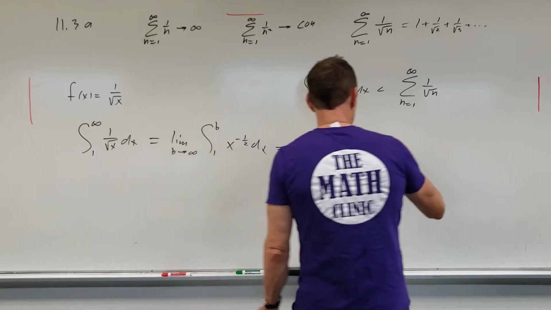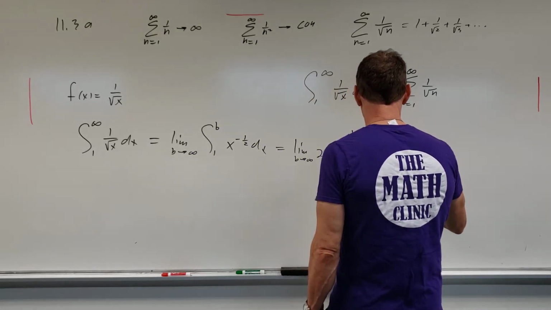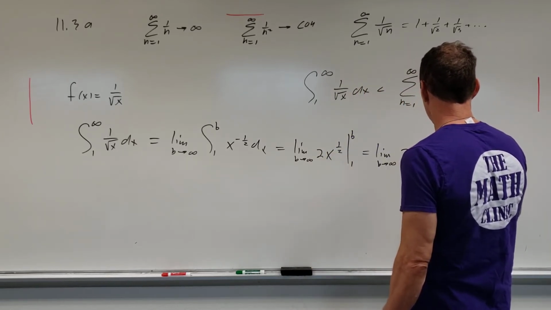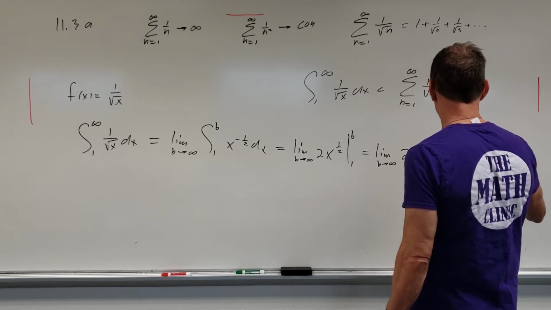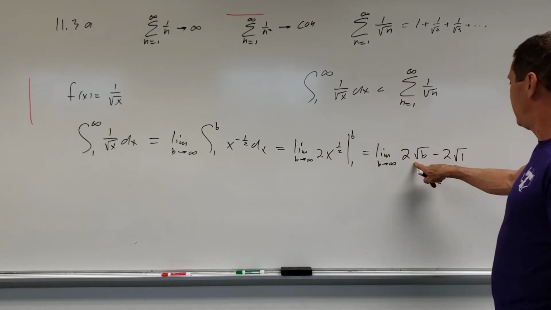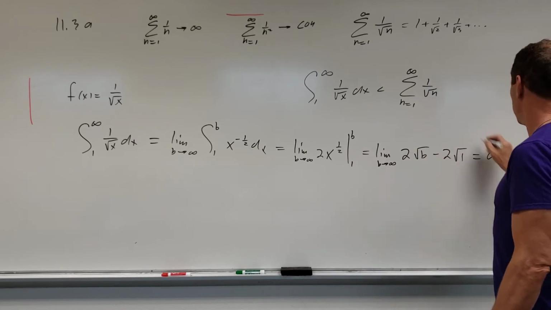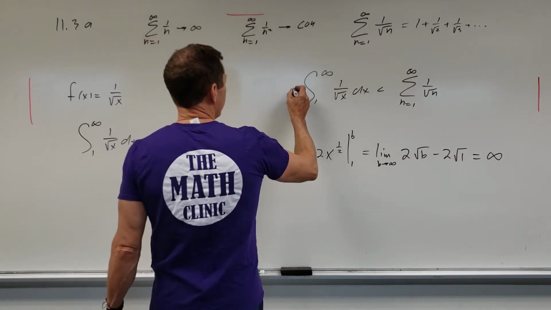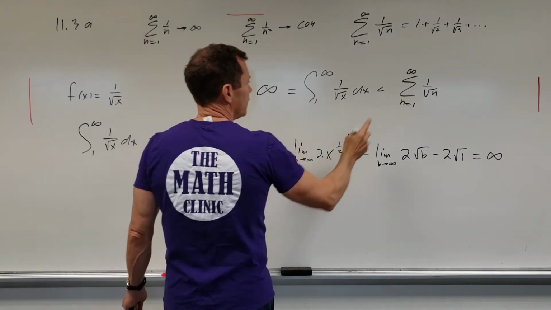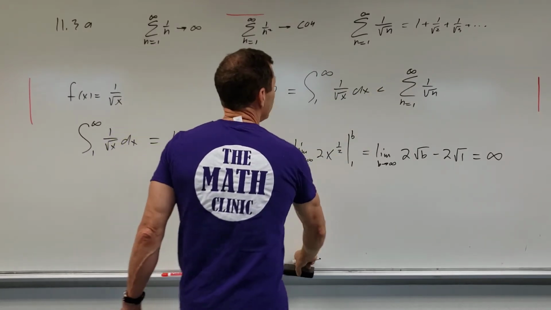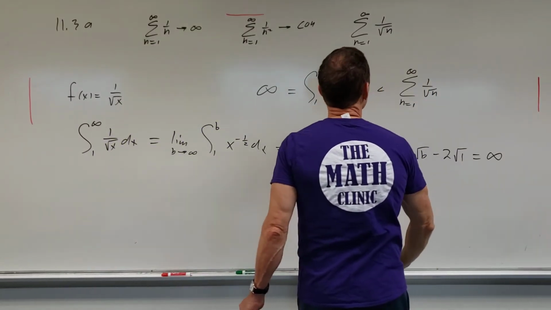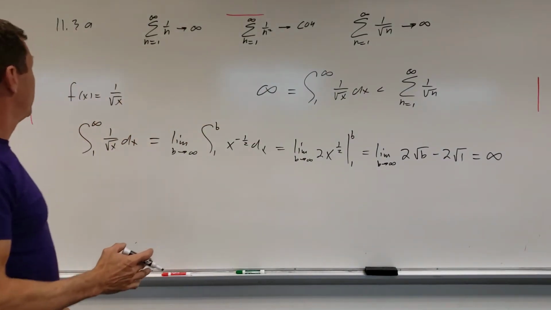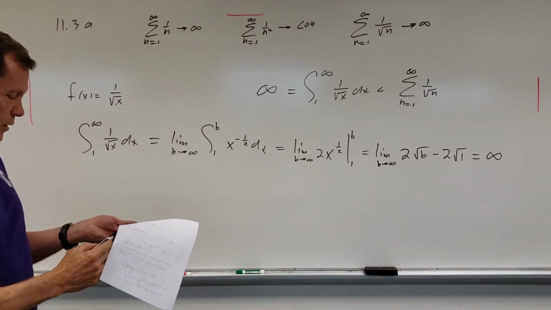And that equals the limit as b goes to infinity of 2 times the square root of b minus 2 times the square root of 1. As b goes to infinity, that blows up, minus 2, who cares? That's equal to infinity. Okay, so what we got is that this guy equals infinity, and that guy's bigger than it, so what do you know about this thing? It has to diverge to infinity.